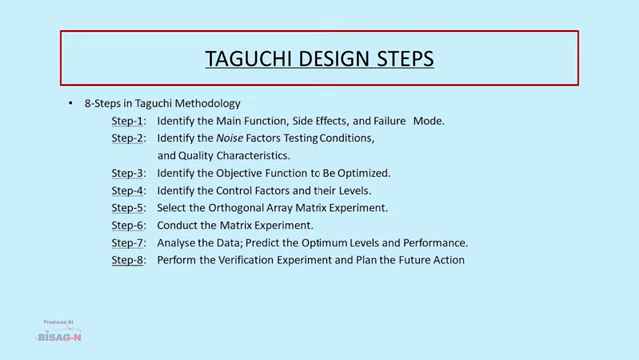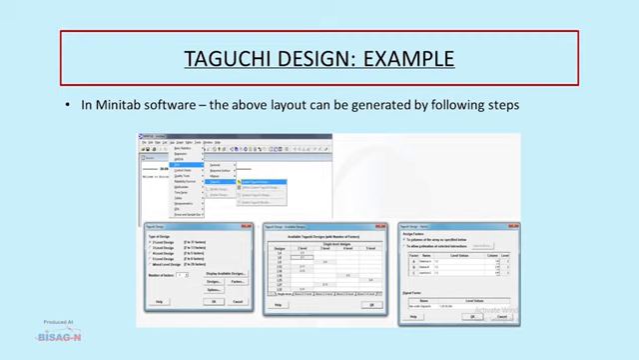In the fourth step, we identify the control factors and their levels. Then comes the selection of an orthogonal array from the arrays designed by Taguchi, and then we conduct a matrix experiment derived from the orthogonal array. Then we analyze the data, predict the optimum levels and the performance, and finally perform the verification experiment and plan the future course of action.